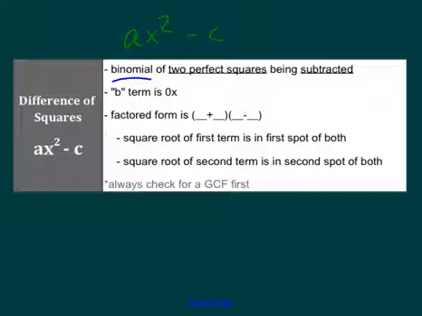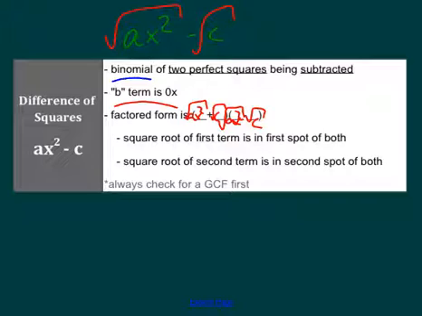What happens is ax squared and c are both square rooted. They're perfect squares, so the bx term is 0x. Like this green one, I didn't even write plus or minus 0x because you don't have to write it. So you're going to take the square root of ax squared and the square root of c, filling in the parentheses by taking the square root of the a and c values.